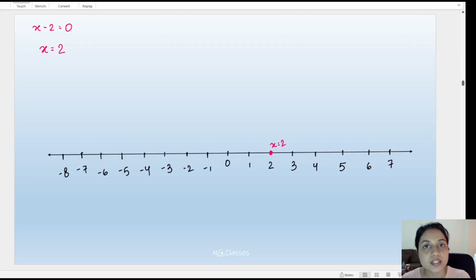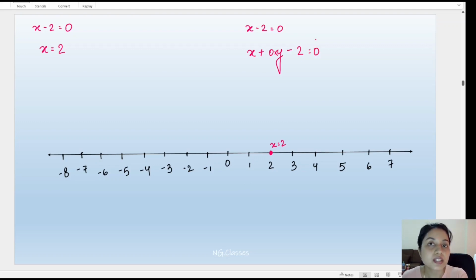We have also discussed that we can represent a linear equation in one variable in the form of a linear equation in two variables by choosing one variable ourselves. So we can write x minus 2 equals 0 as x plus 0 times any other variable. So I am taking 0 times y minus 2 equals 0.